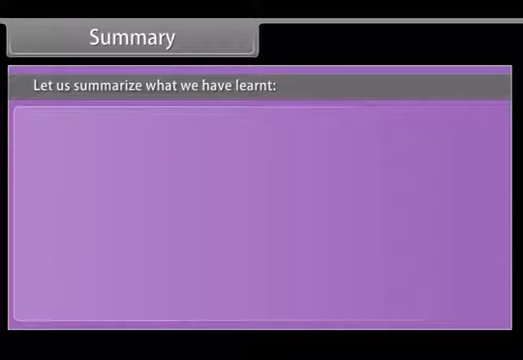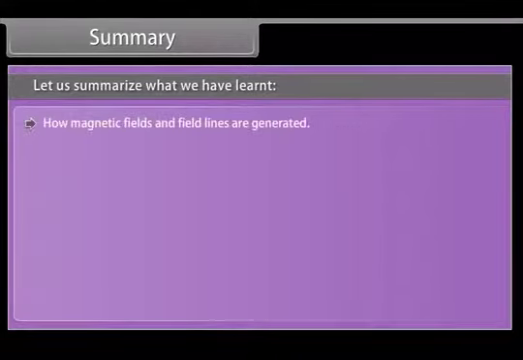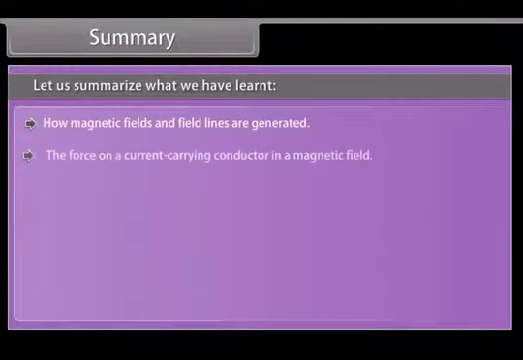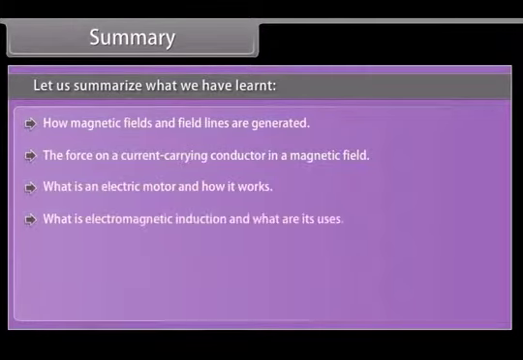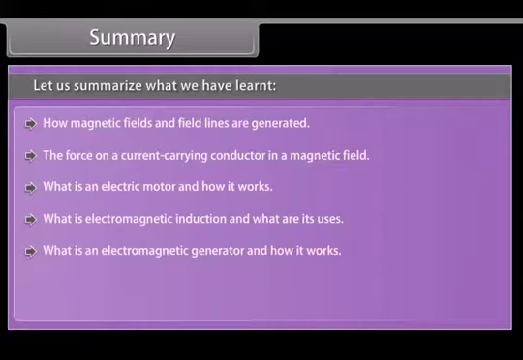Summary. Let us summarize what we have learned. How magnetic fields and field lines are generated. The force on a current-carrying conductor in a magnetic field. What is an electric motor and how it works? What is electromagnetic induction and what are its uses? What is an electric generator and how it works? The use of wires and fuse in domestic electric circuits.